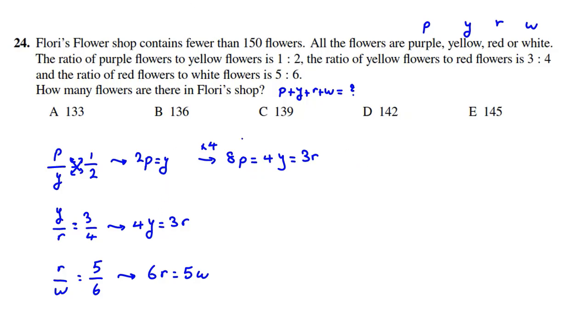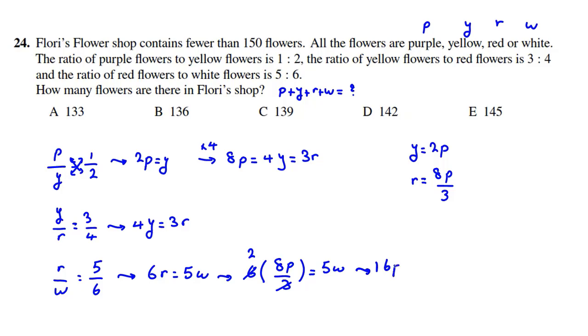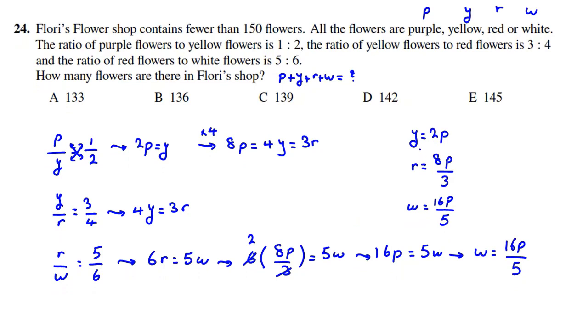In these types of problems, we should use replacement. Y equal to 2p, I want to write all things in terms of p. And then here, r is 8p over 3. Also, you could say here, y is 2p, 8p over 3. And this one, we know r is 8p over 3. So 6 times 8p over 3 equal to 5w. If we cancel 3 here, 2, 16p equal to 5w. So w equal to 16p over 5. Now, the problem was what? Sum of all these things.